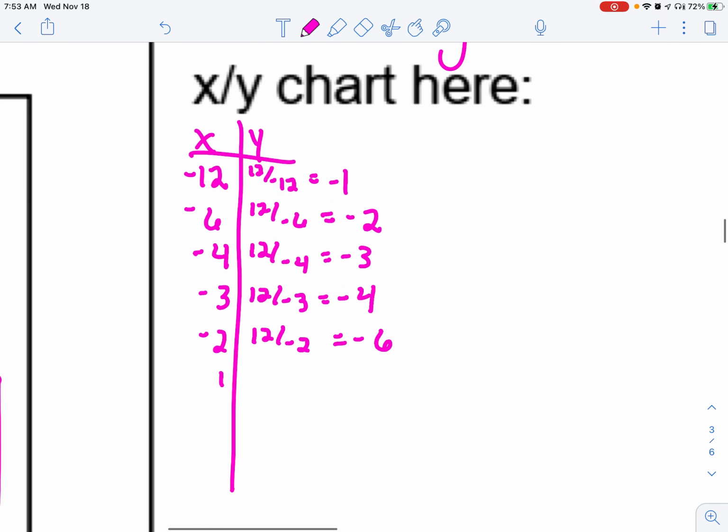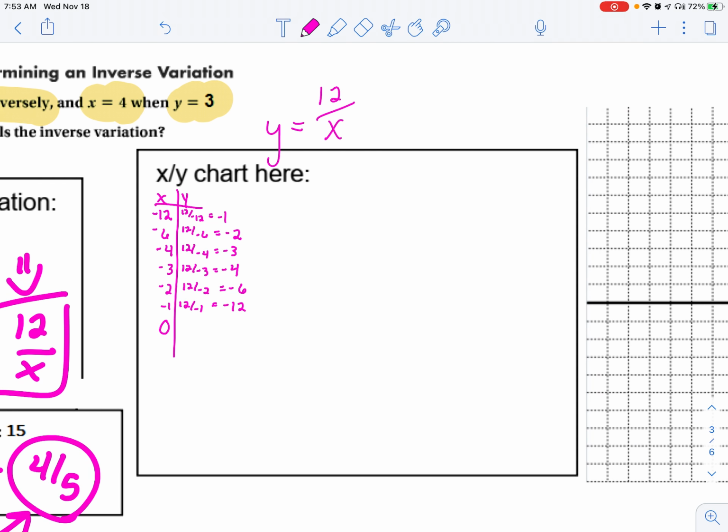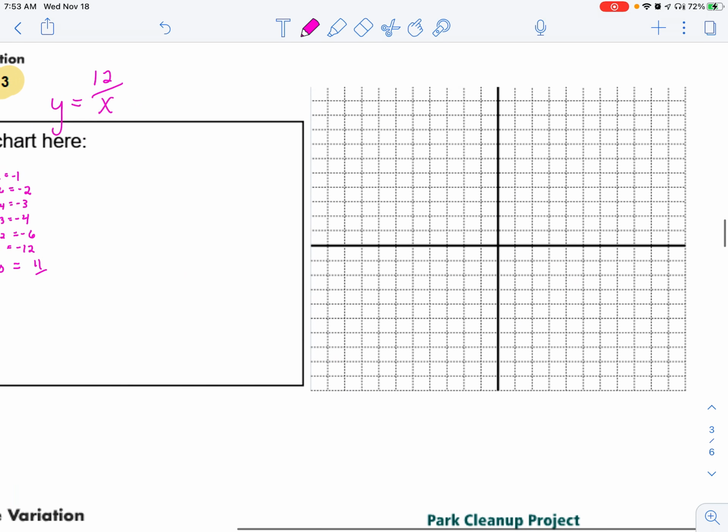Now you could be like, Miss Langeli, do I have to pick things that go into 12? Nope, you really don't. You don't have to if you don't mind working with decimals. You just want to get a really pretty graph. And then you could get 0 and do 12 divided by 0 and you'd be like, oh no, the world just blew up, because you can't divide by 0. Let's see if I can fit 12, negative 1 on my graph.